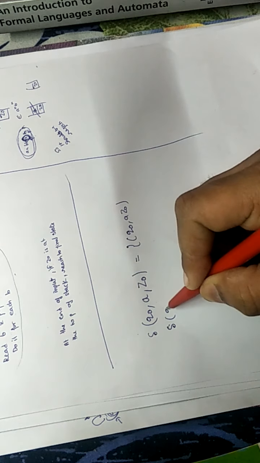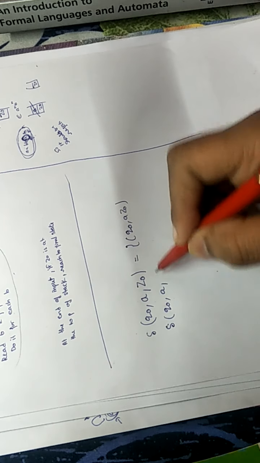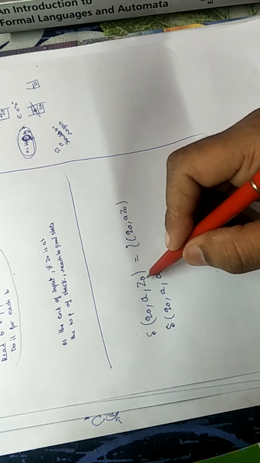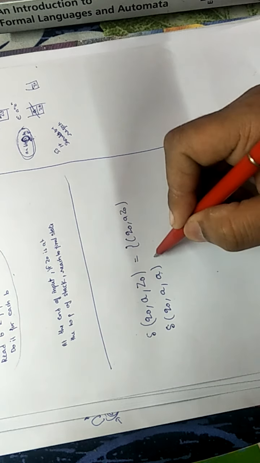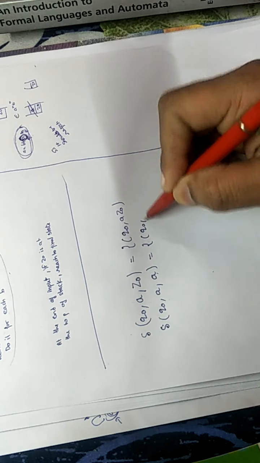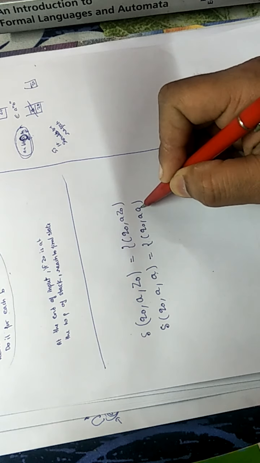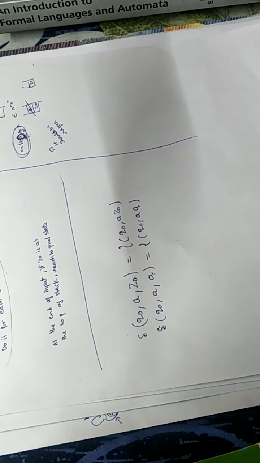Now if there is again A, now A is on the top of the stack. Remember Z0 is only at the first time. Now we will get A on the top of the stack. What we need to do? We will push it in the stack. A was earlier on the top. We are pushing another A.